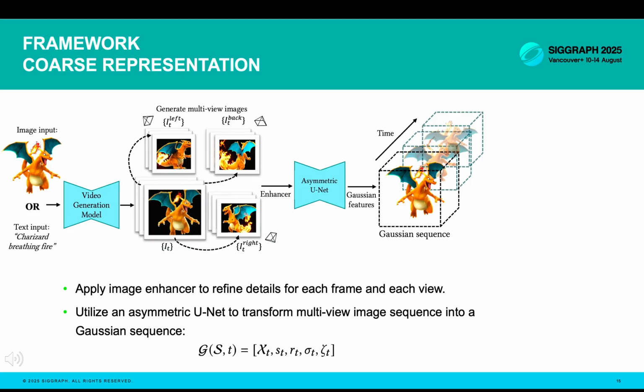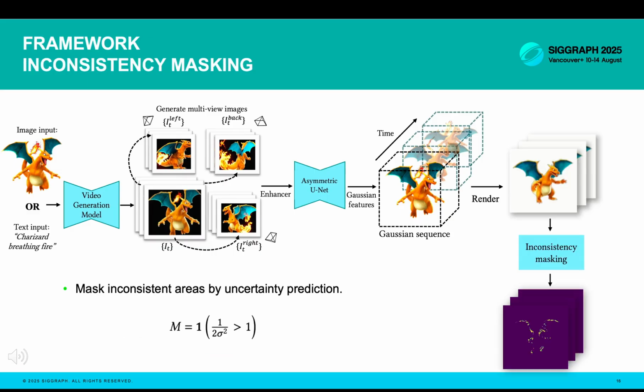Then, we transform the resulting multi-view image sequence into a sequence of Gaussians using an asymmetric U-net, producing a coarse 4D representation. However, because the enhancement and multi-view generation steps may introduce spatial and temporal inconsistencies, further refinement is necessary.